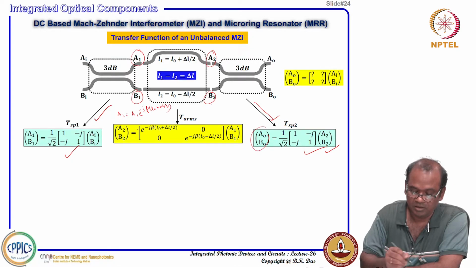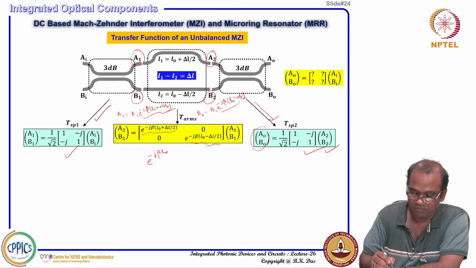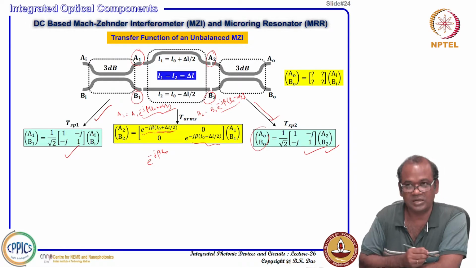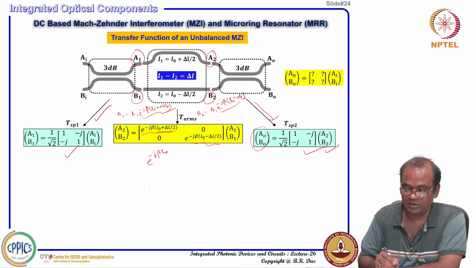That is the A1 A2 relationship, and the B1 B2 relationship is B2 equal to B1 e to the power minus j beta (L naught minus delta L by 2). If I use this, the same phasor part is there, and I just consider that the diagonal elements will be like that. Earlier we used just e to the power minus j beta L naught in the case of balanced arms, but in this case L naught is changed to L naught plus delta L by 2 in the upper arm, and L naught minus delta L by 2 in the lower arm. So, I just use this one.